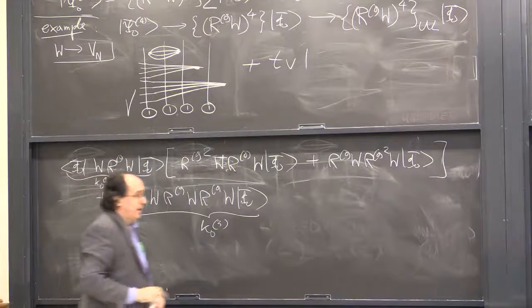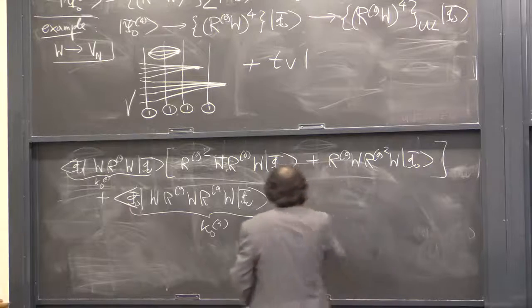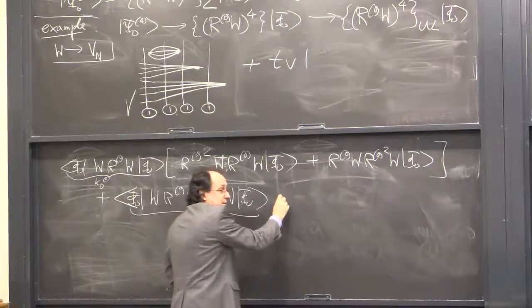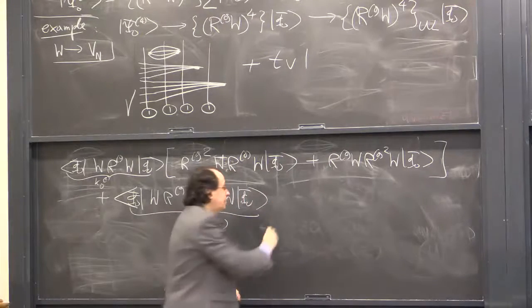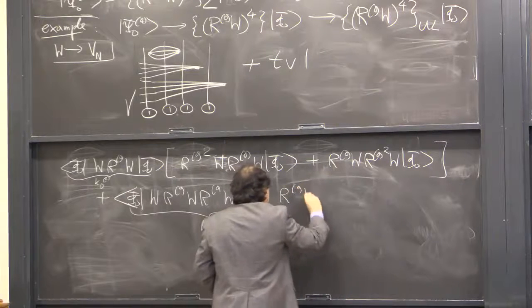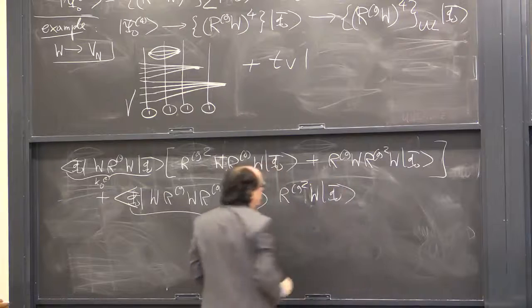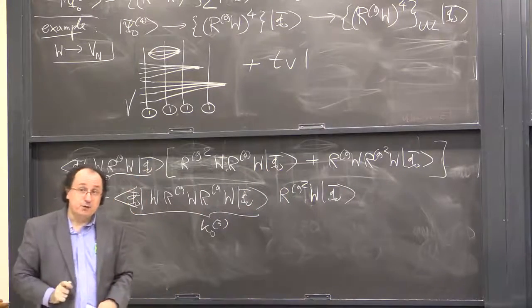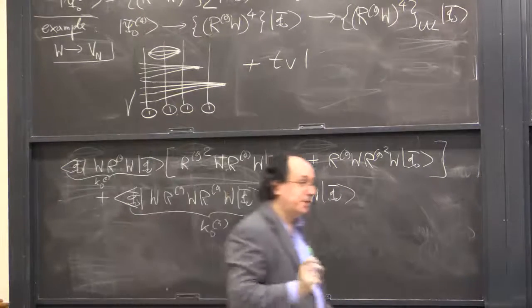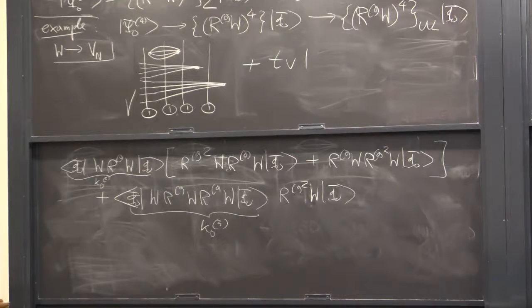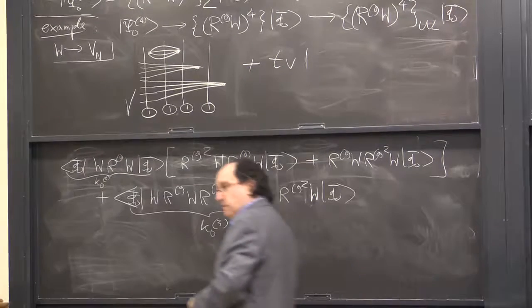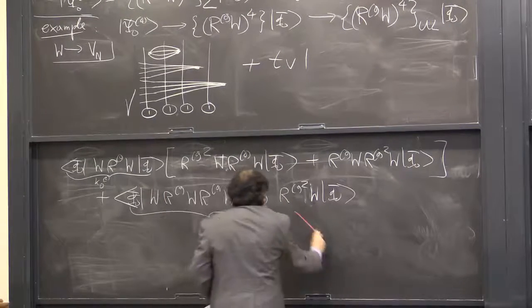And then what is the next one? What should I write here? Perfect. Wonderful. R0 squared W phi 0. If you go back to your lecture notes, you'll see that this is exactly the renormalization term in the fourth order wave function. This is exactly the renormalization term of psi 04.